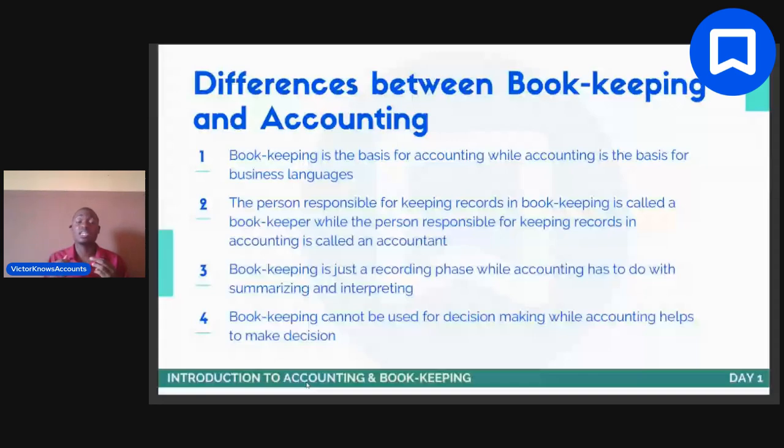Hence, the general name of accounting is the language of business. Number two, the person responsible for keeping records in bookkeeping is called a bookkeeper, while the person responsible for keeping records in accounting is called an accountant. The person engaging in bookkeeping is called a bookkeeper, while the person that engages in the broader discipline called accounting is called an accountant. All right. Now, next one.